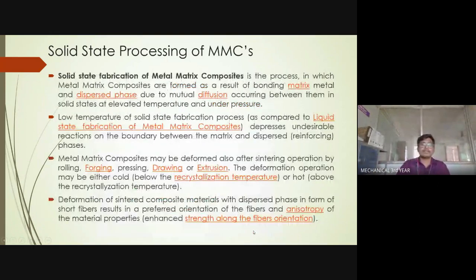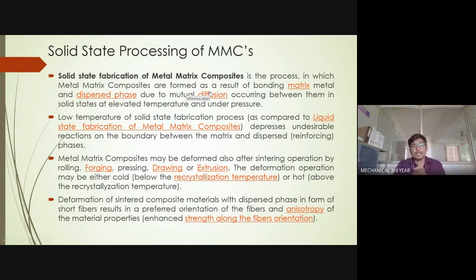So the next thing is solid state processing of MMCs. Solid state fabrication of metal matrix composites is a process in which the composites are formed as a result of bonding of matrix metal and dispersed phase due to mutual diffusion occurring between them in solid state at elevated temperature under pressure. Here there is no need of conversion of solid into a liquid medium. You take a solid as your matrix, and again a solid as your reinforcement.